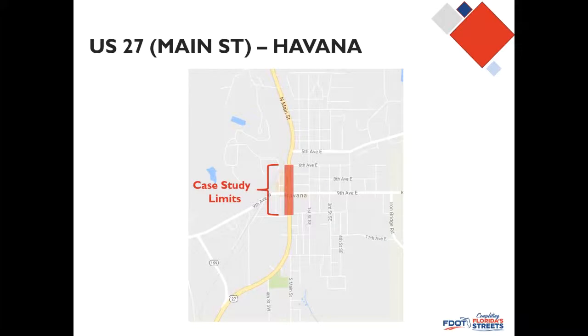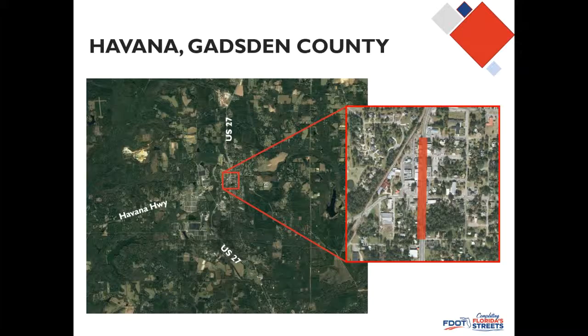US 27 in Main Street, Havana, Florida. Here are case study limits shown in the diagram. If we look at this as an aerial photograph, here's an aerial from Google Earth. You can see it's blown up here.